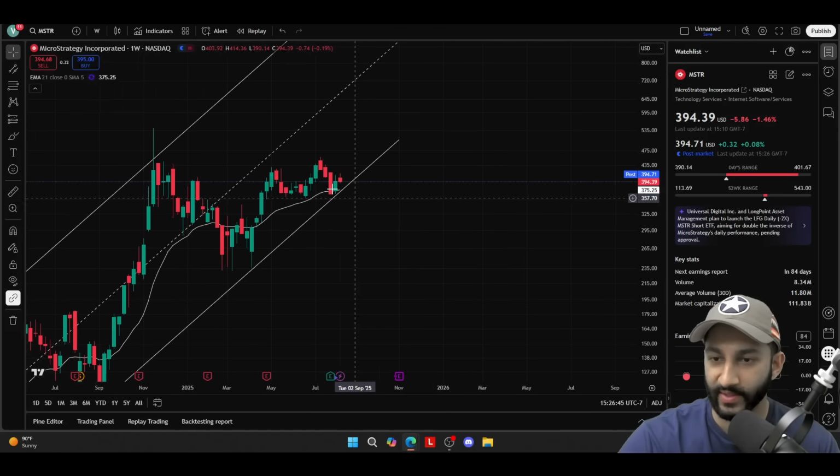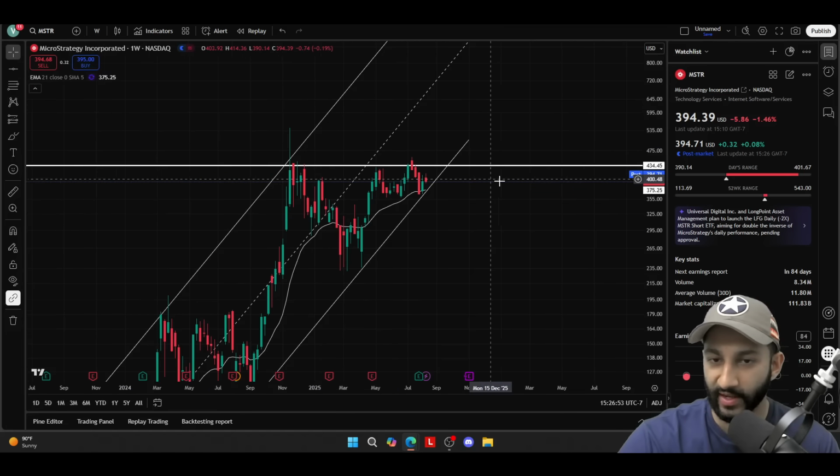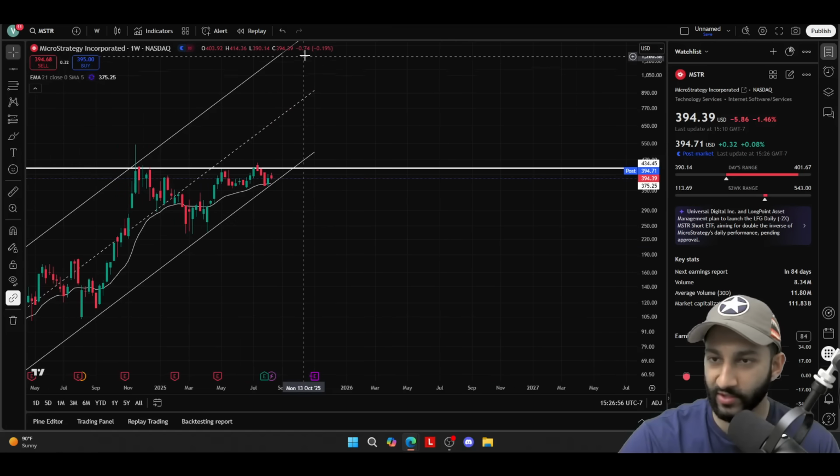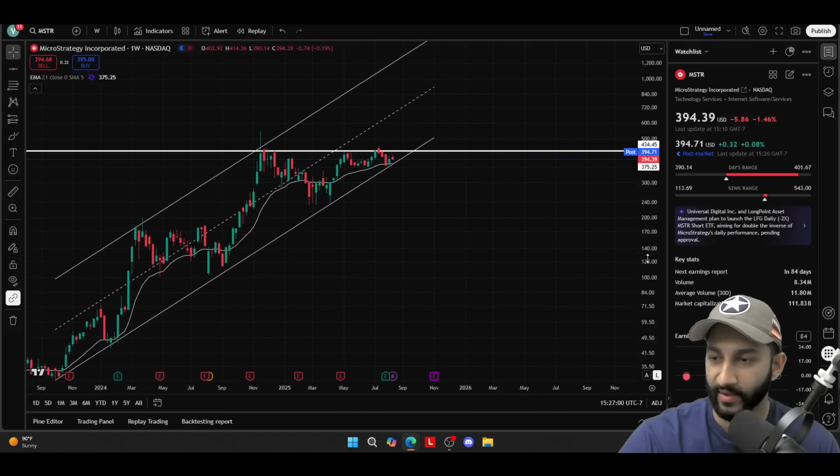So again, see what happens. Let's see if the buyers can defend this level. And we need to see a nice decisive break right above, 430, 440. And then it's game over for the shorts. We're just going to see a huge move up higher, probably into the 4 digits for MSTR. But again, it's not guaranteed.